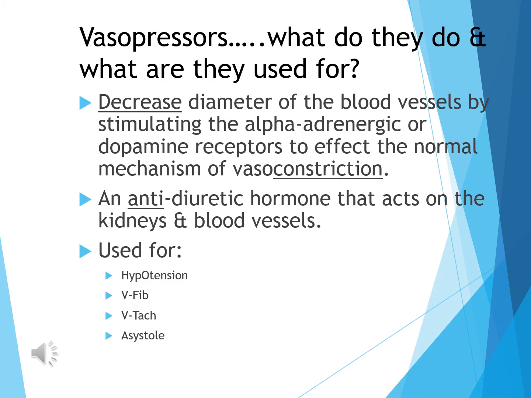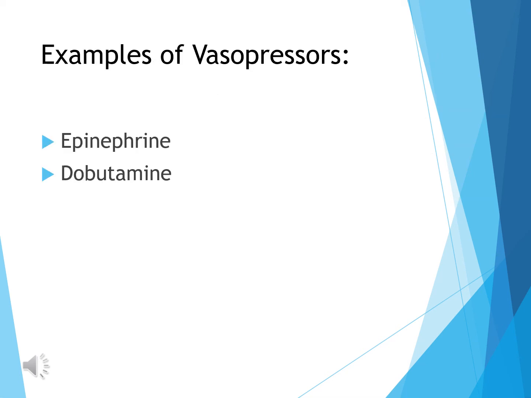Vasopressors, what do they do and what are they used for? Vasopressors decrease the diameter of blood vessels by stimulating the alpha adrenergic or dopamine receptors to affect the normal mechanisms of vasoconstriction, an antidiuretic hormone that acts on the kidneys and blood vessels. It is used for hypotension, VFib, VTach, and asystole. Included in this category are epinephrine and dobutamine.